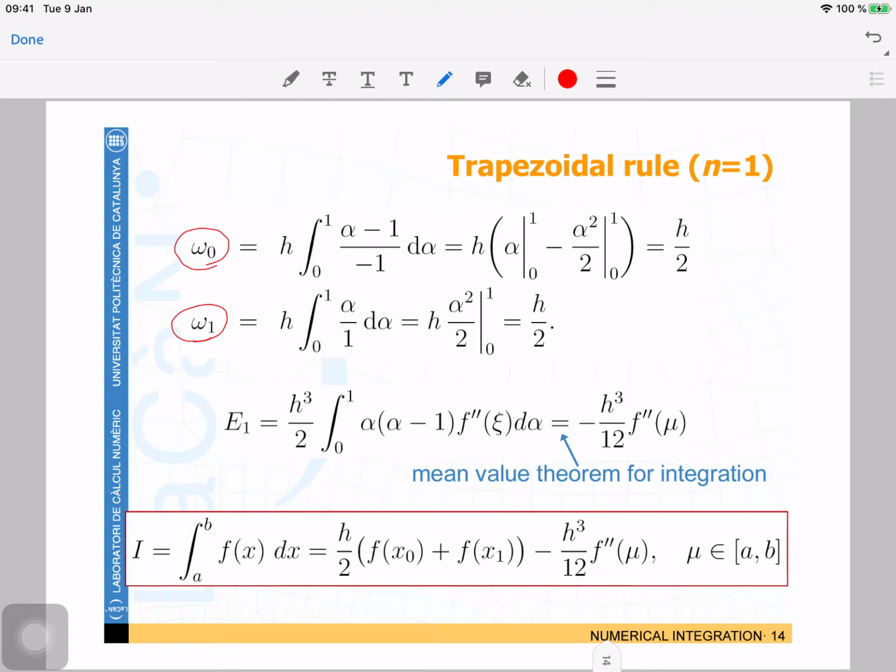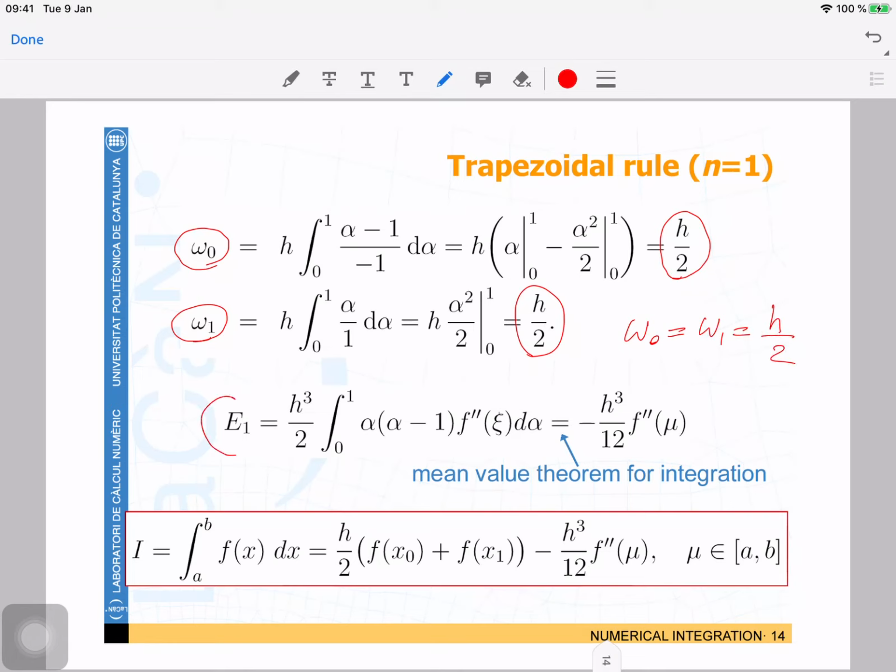Okay, and then using the formula for the weights, we come up with h divided by 2 for both weights. So W0 equals W1 equals h over 2.